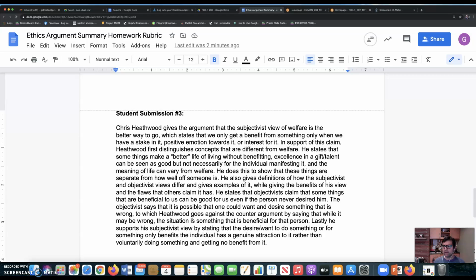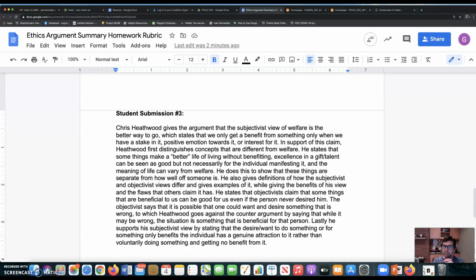So this is a place where the student could have given more concrete examples instead of just referencing examples, and given one of the examples in the summary, while giving the benefits of his view and the flaws that others claim it has. So this sentence, I like what the student is doing here, but it's a little too vague. It's a little too generic. There aren't any specific examples.